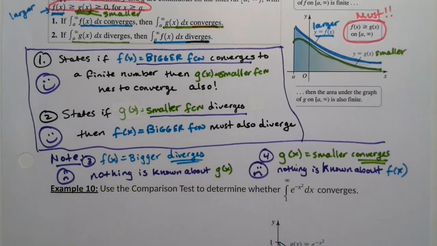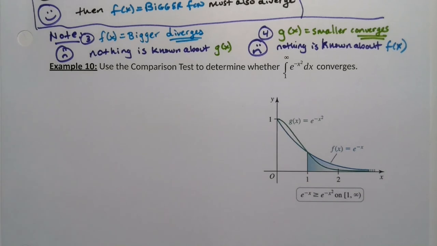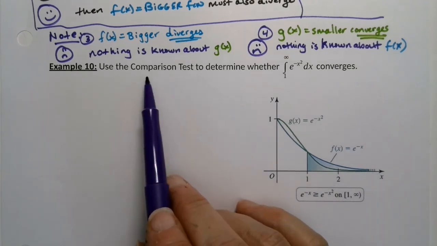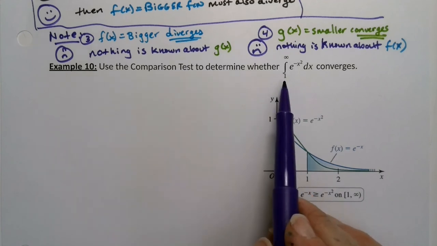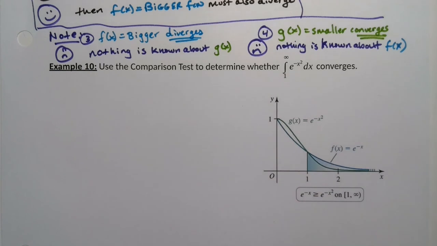These will get us nothing. All right, so let's do an example and see if we can make any kind of sense of this. We have a request to use a comparison test to determine whether the integral from 1 to infinity of e to the negative x squared dx converges.